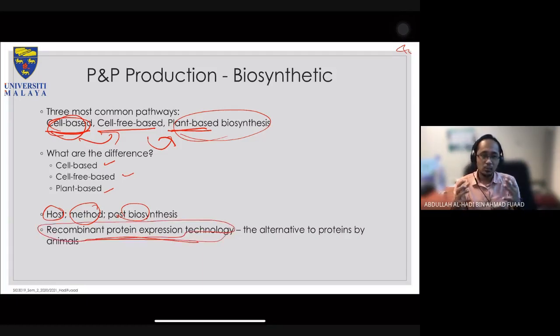Okay, so this is a very broad, very huge technology, and it can be used in multiple areas. The three areas that I'm going to touch on are cell, cell-free, and plant-based.